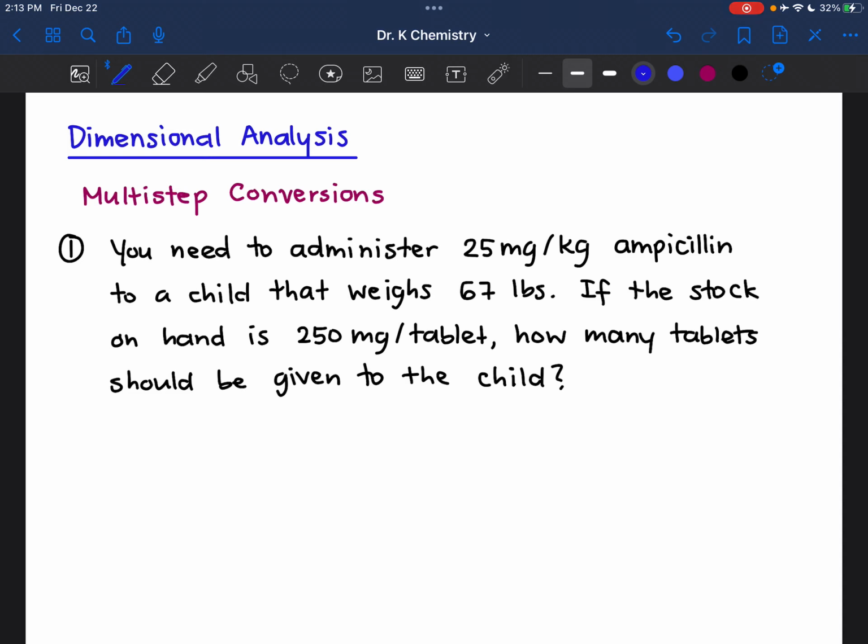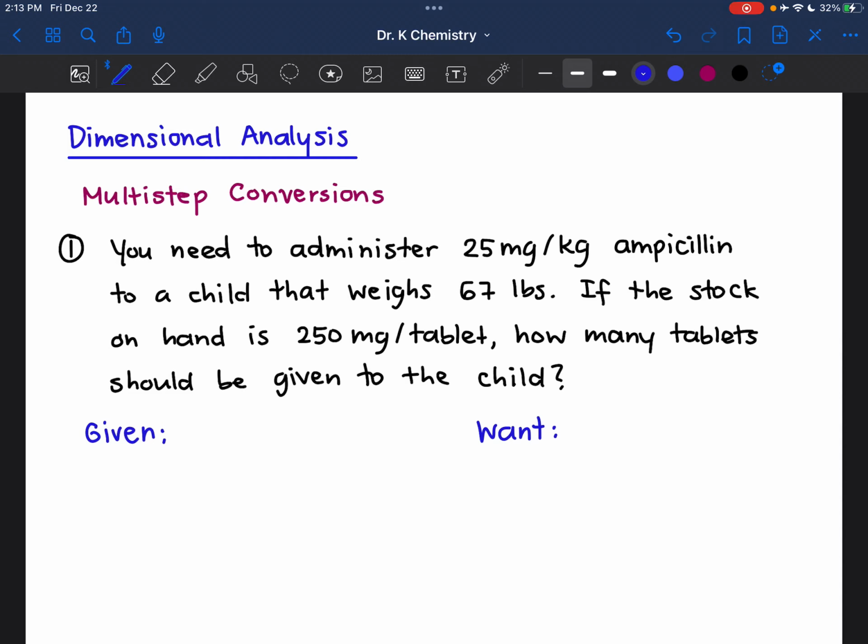So it can be a little bit intimidating, but we'll start by just reading the problem and finding the keywords in there. This one says you need to administer 25 milligrams per kilogram of ampicillin to a child that weighs 67 pounds. If the stock on hand is 250 milligrams per tablet, how many tablets should be given to the child? The first thing I'm going to do is identify what is given and what we are trying to find.